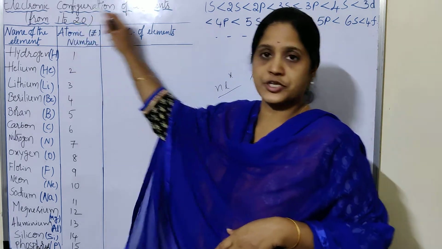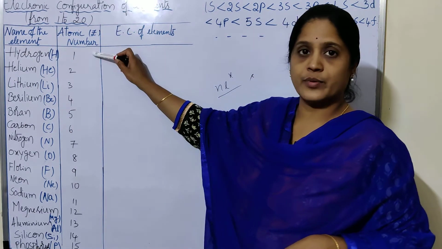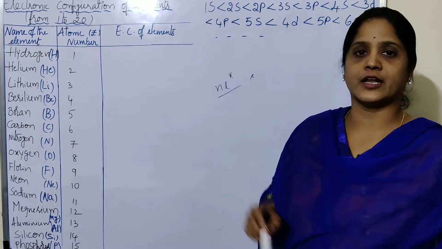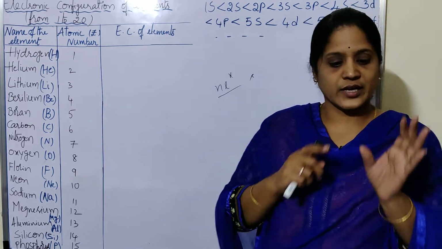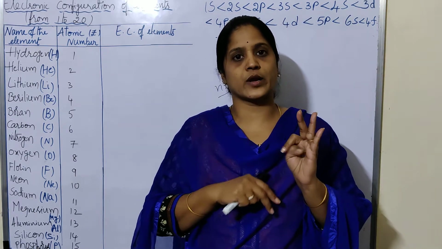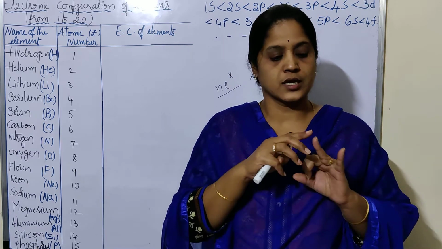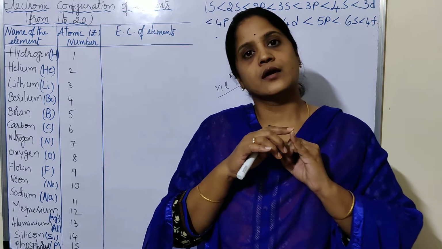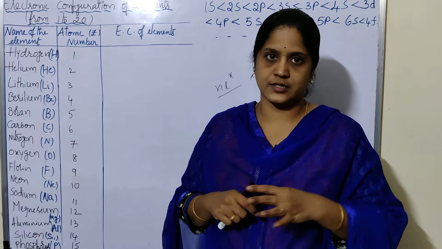Here you see in the table: name of the element, atomic number, and EC meaning electronic configuration, of elements from 1 to 20. First is hydrogen because it contains 1 electron. After hydrogen, helium contains 2 electrons. After helium, lithium has 3 electrons. After lithium, beryllium has 4 electrons. After beryllium, boron contains 5 electrons. So you have to learn these 5 elements by heart.